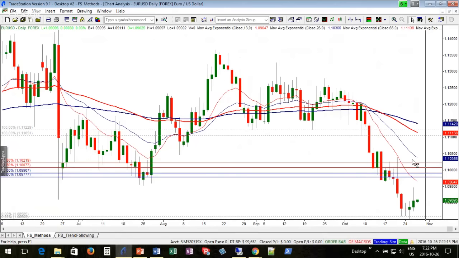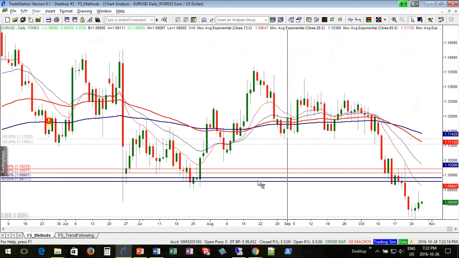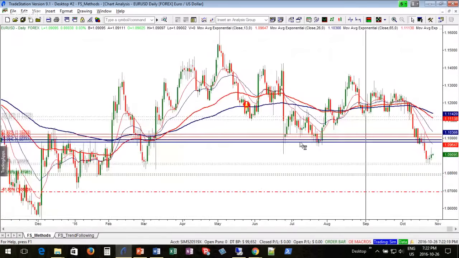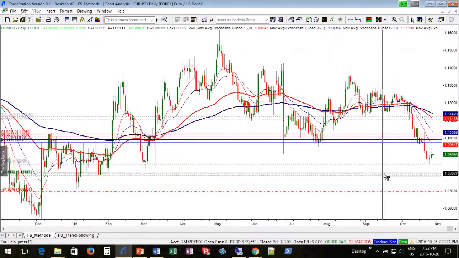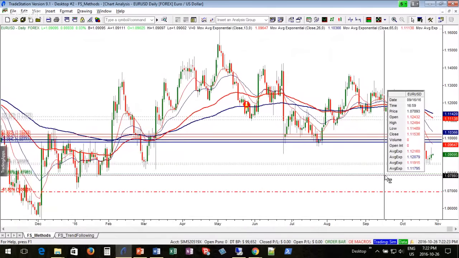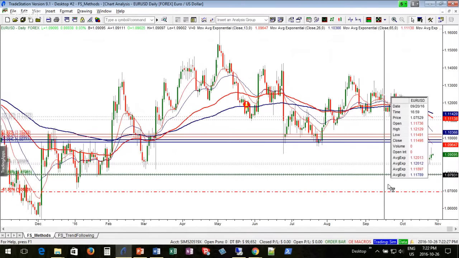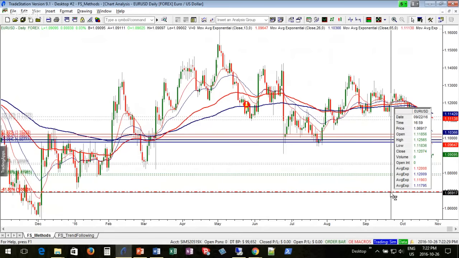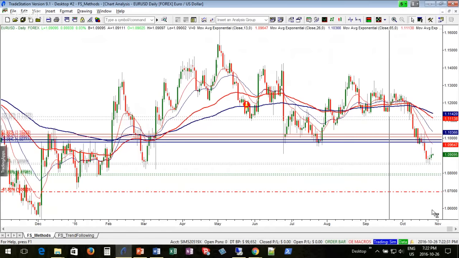This is basically the analysis for the euro dollar, where we see the euro dollar going into this first target eventually, 107. It's 107, 108, and then eventually 106.90 on its way into previous lows. Okay.